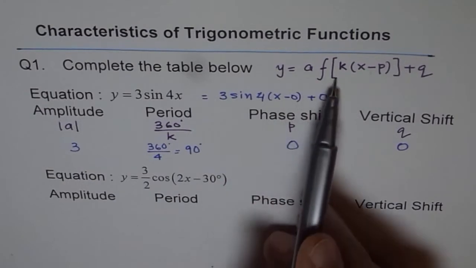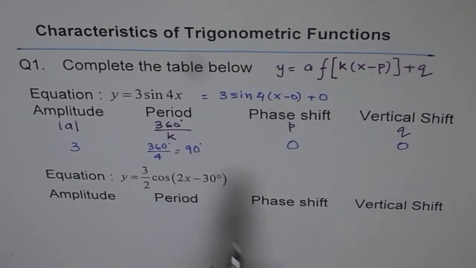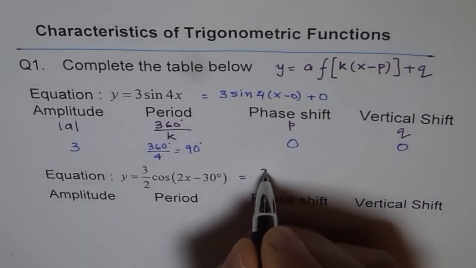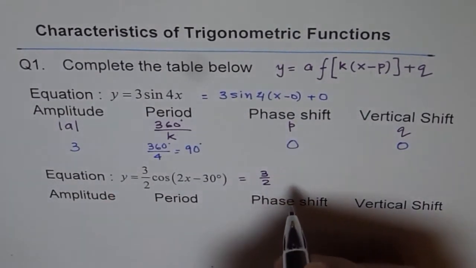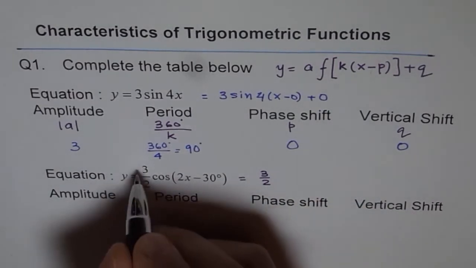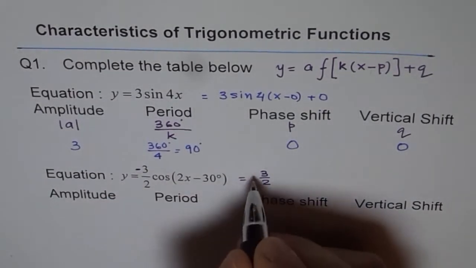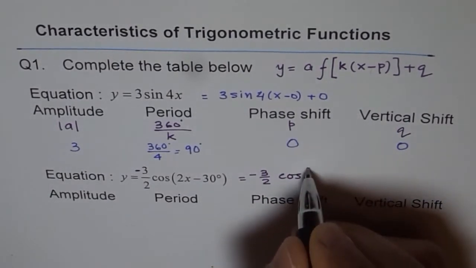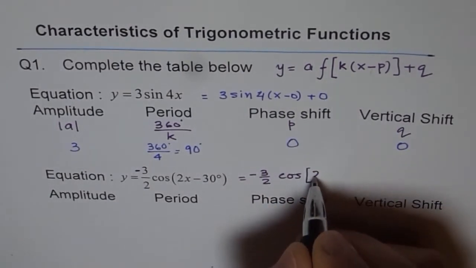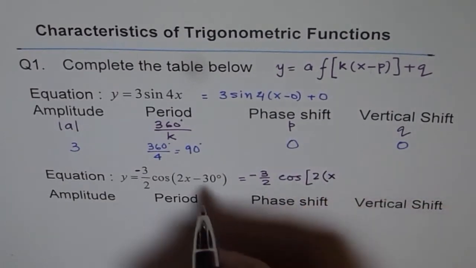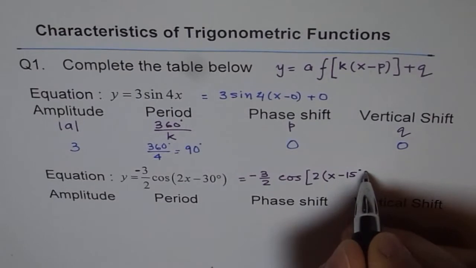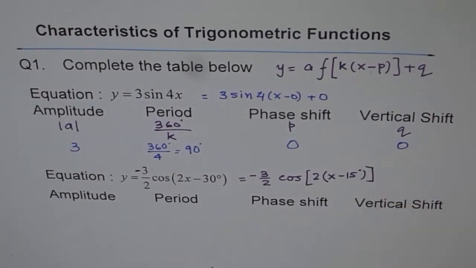You see, k value is not factored, and therefore it is always a good idea first to factor and rewrite your equation. 3 over 2, and let me change this equation a bit. Let me write a minus sign here. Cos of... so I'm factoring 2, and when I factor 2, 30 gets divided by 2, and I get minus 15 degrees, correct? So that is what it is.